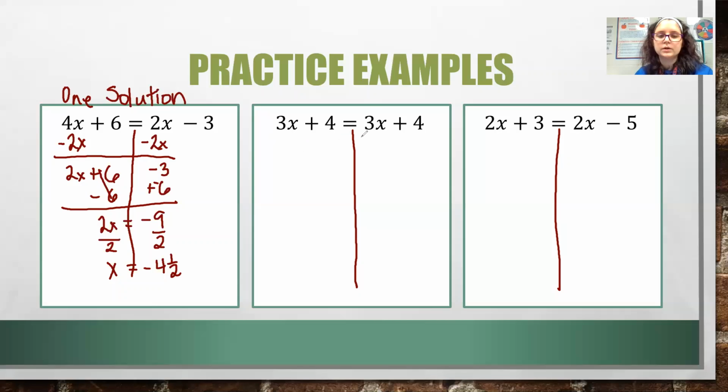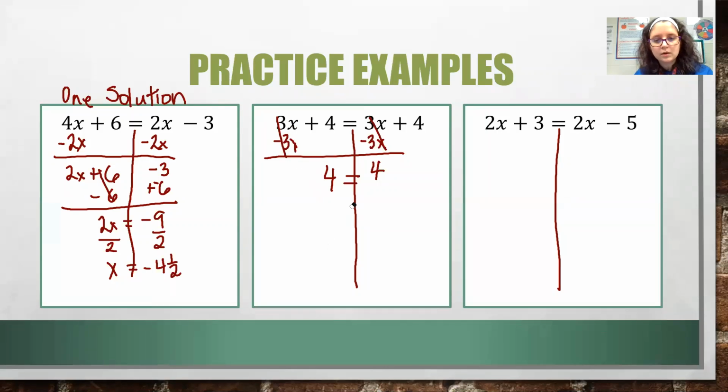Let's look at our next one. We're going to move the 3x to the opposite side. The opposite of a positive 3x is a negative 3x, minus 3x. So 3x minus 3x leaves us with 0. So we just have our plus 4, a positive 4. And 4 does equal 4. That's a true statement.